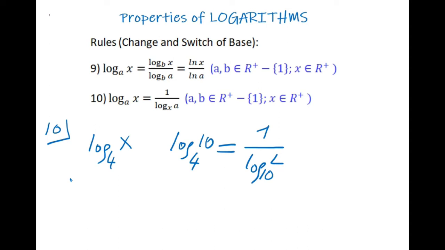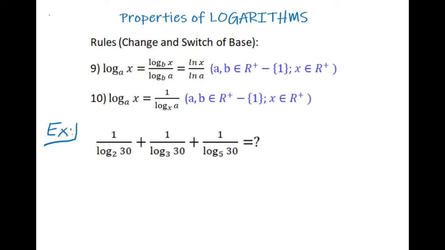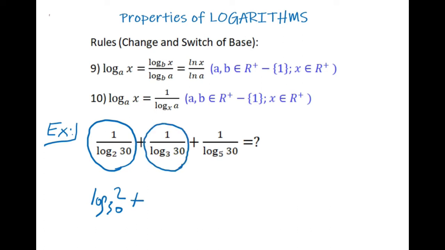Now let's take a look at examples. Here we are asked to find the value of that summation. We have 3 terms. We can write this expression as logarithm of 2 in base 30 plus, in a similar manner, this term that we have in the middle looks like it has a property about rule number 10, logarithm of 3 in base 30, plus, from the same point of view, we can write this expression as logarithm of 5 in base 30. And this is equal to, guys.